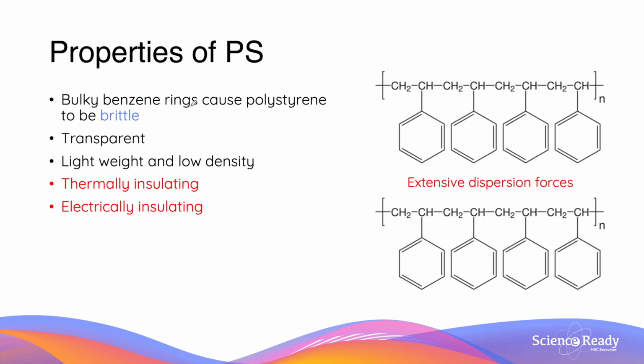The bulky benzene rings in polystyrene cause the polymer to become very brittle. That is, it breaks very easily when forces are applied onto it. Some other important properties of polystyrene include it is transparent, that is, see-through. It is also very lightweight and has a low density. And furthermore, it is both thermally and electrically insulating.